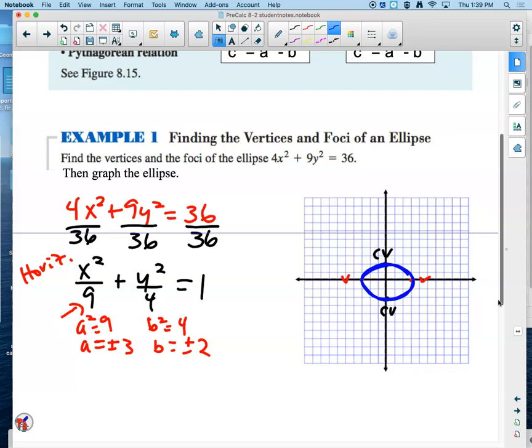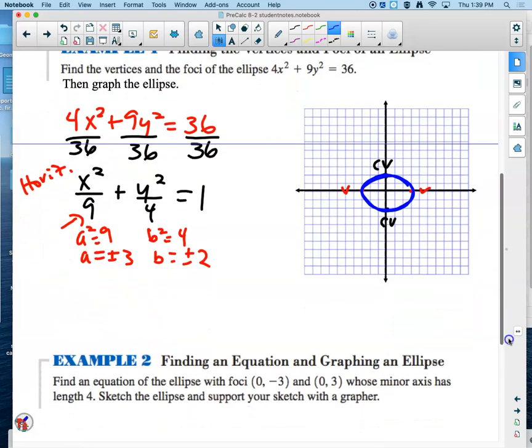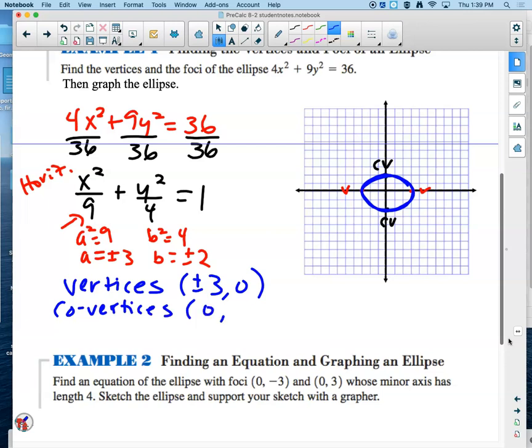So find the vertices and the foci of the ellipse. Well, we've actually found the vertices while we were trying to graph this. So the vertices are at plus or minus 3, 0. And then we need to figure out, well, where would the foci be? Well, I'm also going to put covertices down here. Again, this book kind of ignores covertices, but we need them to graph. So there were our covertices.